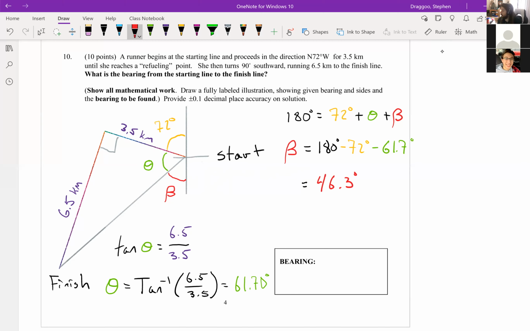All right, now after all of that, I have my bearing angle. I just need to put it into a bearing. So 46.3 is the angle, and I just need to attach a cardinal direction to it. And if I go from the starting line to the finish line, that is a southwest direction. So our bearing should be 46.3 degrees west of south, or south 46.3 degrees west, depending on how you want to read that bearing.